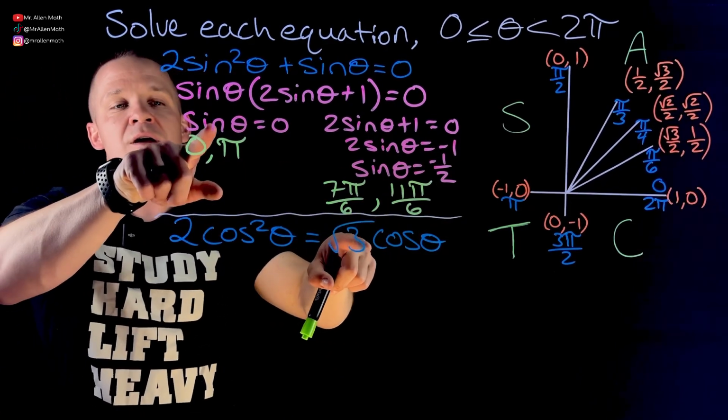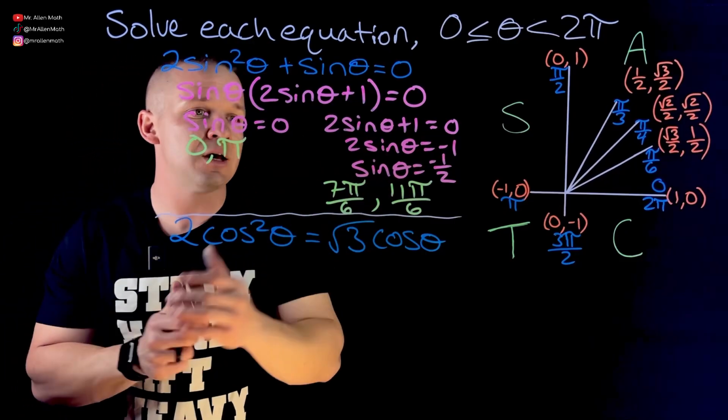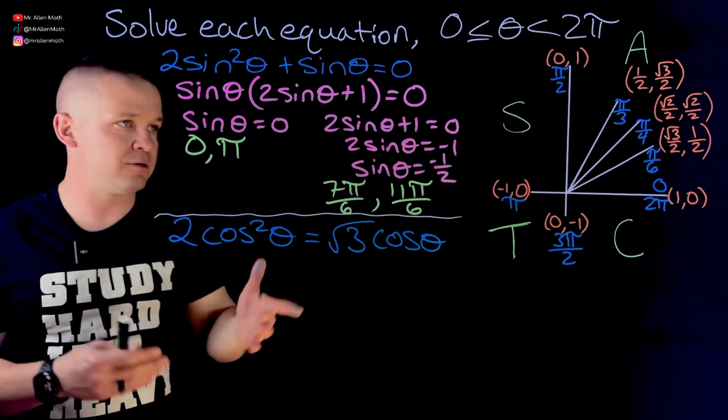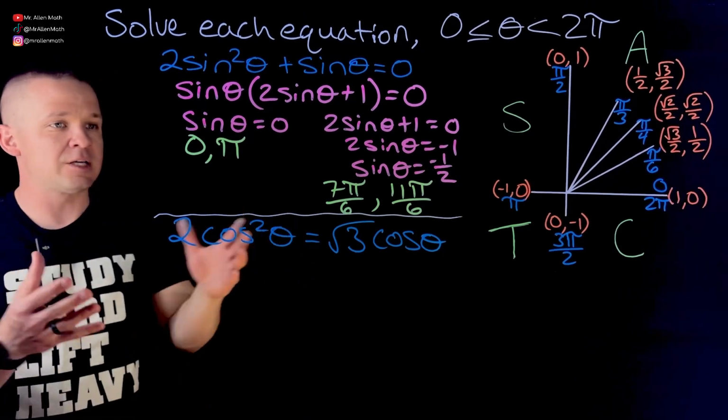You can tell that this one is from the sine of theta equals 0, and this is from the sine of theta equals -1/2. But you'd put all 4 on your answer line if it was a test or multiple choice, whatever. Okay? So next one here.